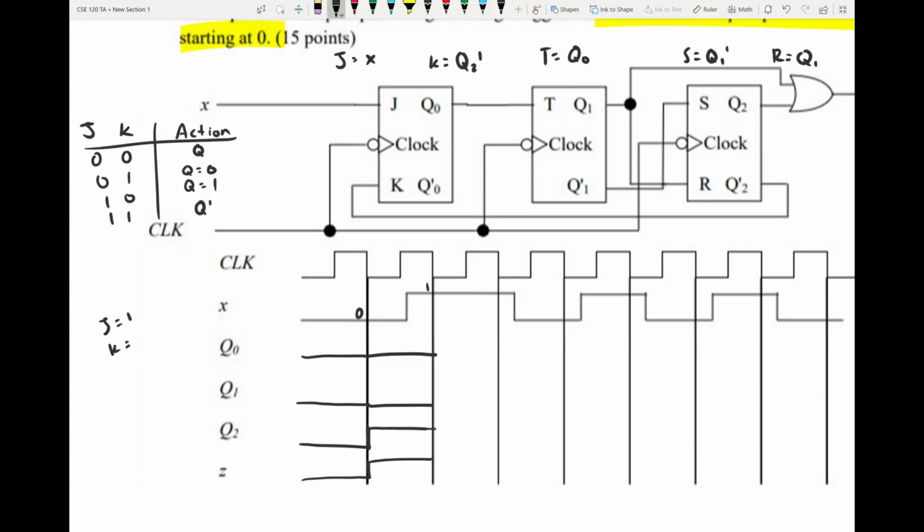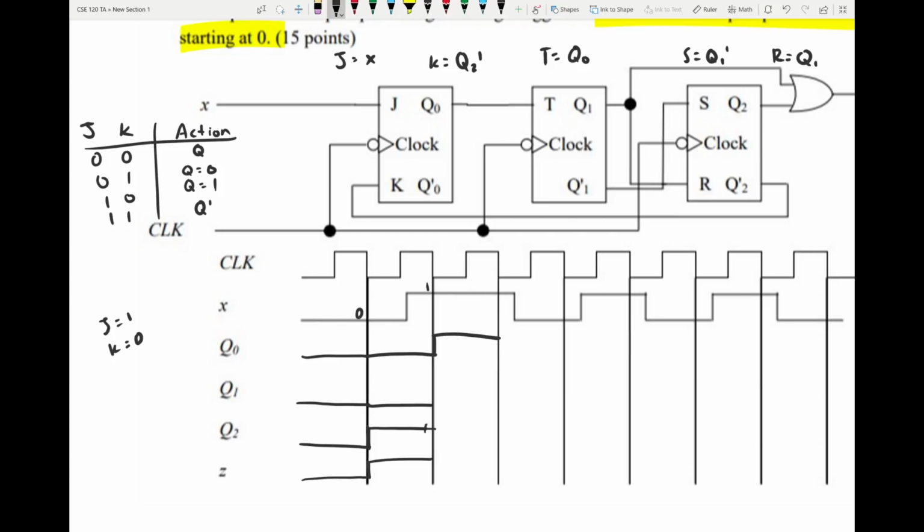All right, well, what's K? K is based on Q2 naught. If Q2 at that point in time, right here, was a 1, then K is going to be a 0. So we find 1, 0 in the behavior table. Well, Q0 is going to become a 1 now, and that's just based on the behavior of a JK flip-flop.